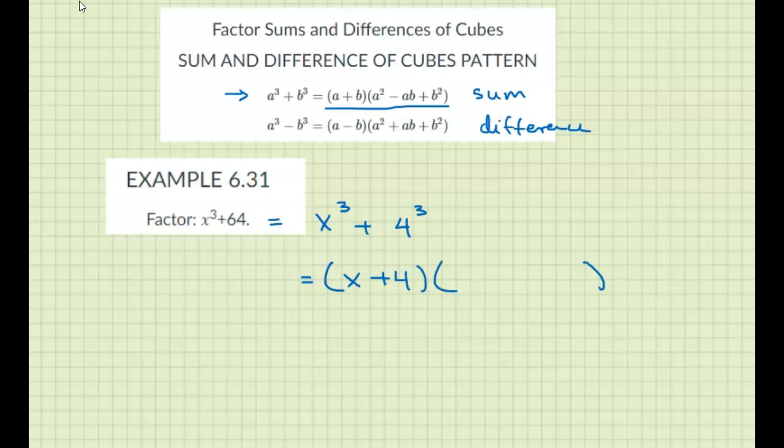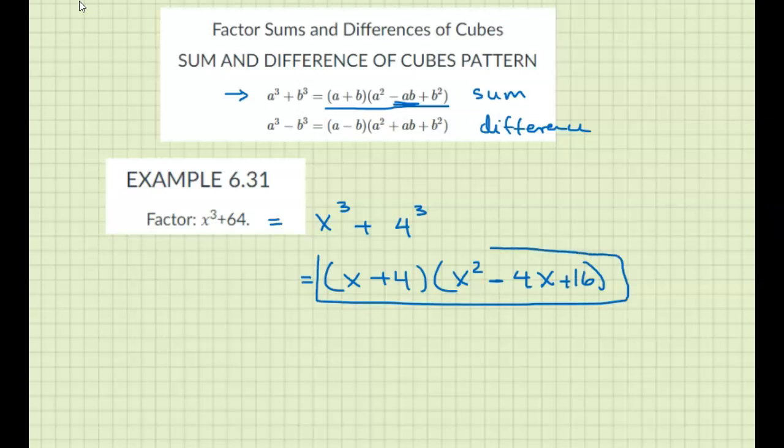The second parenthesis is longer. So a squared is basically you squaring this, x squared. Then the next one, the minus ab, says multiply these with the minus, so minus 4x. And the last one, b squared, you're taking this and squaring it. So 4 squared is 16, right? And that's it. This second parenthesis never factors if you start with the perfect cube, so you're done.